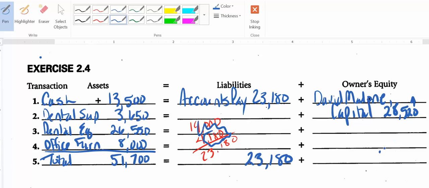And then our total is 28,520. To double check our work, go into red mode here again. We can add these two numbers together to make sure they equal 51,700. That's a double check on your balance sheet to always make sure that you didn't have any math errors.